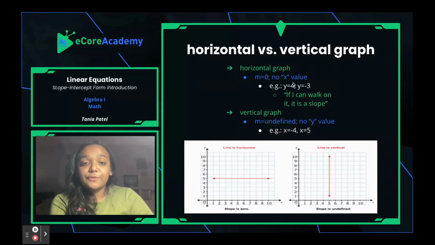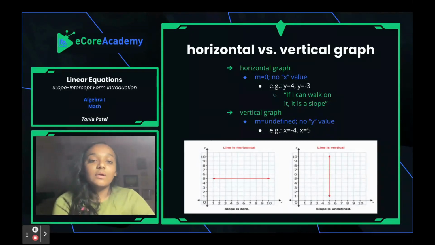And so here's an example of that over here. But then the opposite of that is the vertical graph. That is where the m is undefined. There is no value for when the m is undefined. And when you think of the m being undefined, or when there's a vertical graph, just know that the equation that corresponds to that will always just be x equals a number.